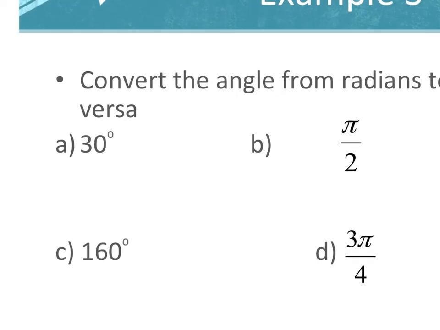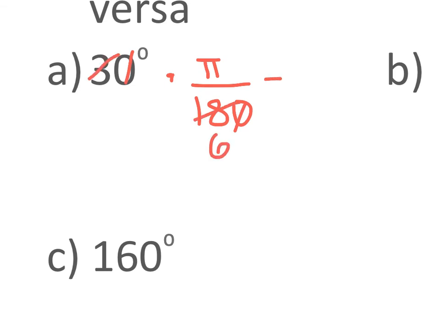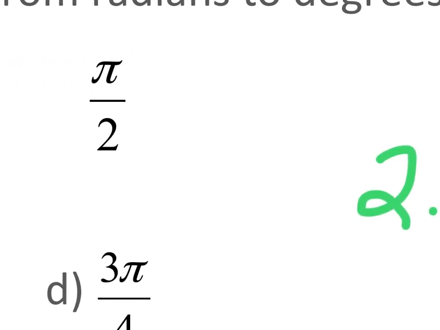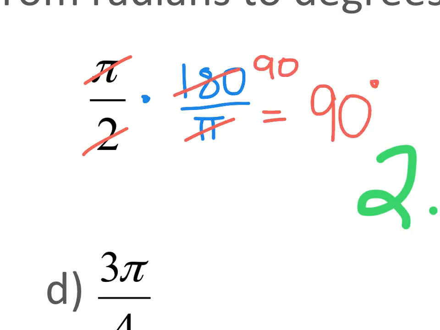Okay? So if I want to convert 30 into radians, I'm going to multiply this times pi over 180. And then I can cancel my zeros. 3 goes into 18 6 times, and I get pi over 6. So that's radians. Go to B, and this is in radians, and I want to go to degrees. So I'm going to multiply by 180 over pi. The pi's cancel, and 2 goes into 180 90 times. So this is 90, and again, degrees. So you've got to differentiate between the radians and the degrees, and that's how you do it.